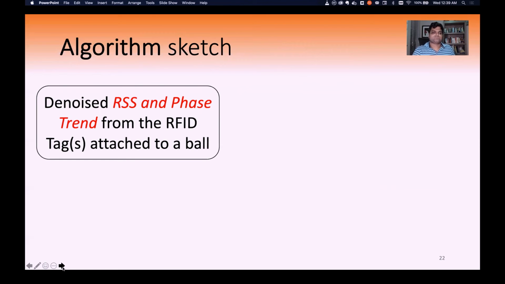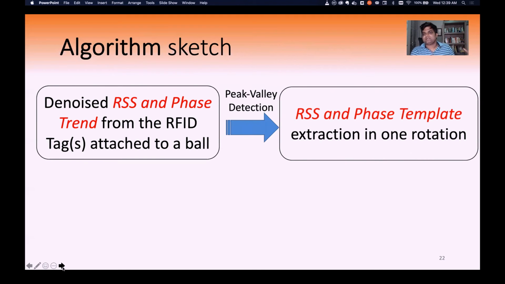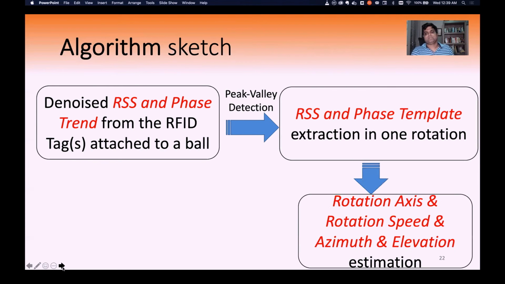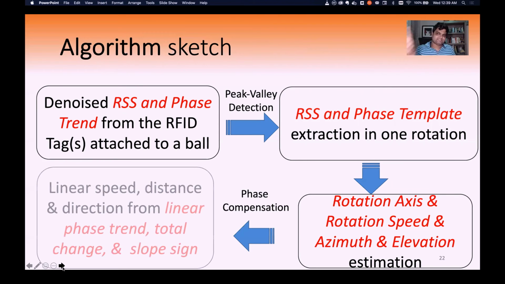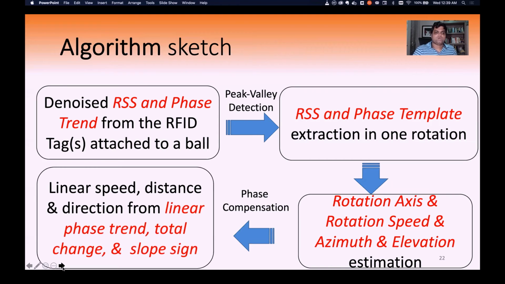So overall, the algorithm looks like this. We first create a denoised RSS and phase trend from the RFID tag attached to the ball. We detect the peak and valley from the RSS pattern, and we create the RSS and phase template for a given rotation. From the optimization framework, we estimate the rotation axis, the rotation speed, and azimuth and elevation. First, we get the axis, azimuth, and elevation, and then we get the speed. After we estimate the phase compensation on that, we get the linear speed, distance traveled, and the direction from the phase trend, the total change, and the phase slope.